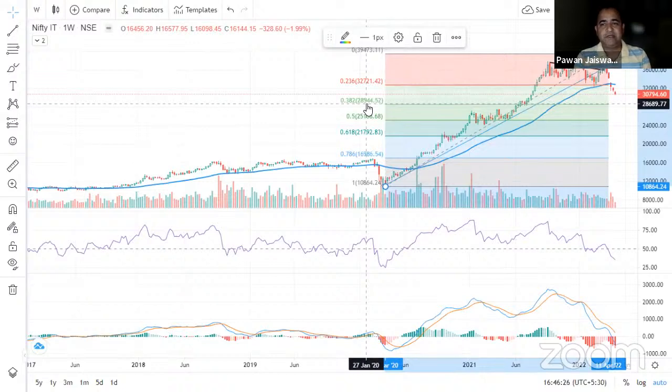A 38% retracement in a bull market is quite a healthy correction. But obviously it is not going to happen overnight, or in a month or two. It will take a few months actually. So I'm expecting another 3-4 months of sideways, negative movement with correction in this IT index also.